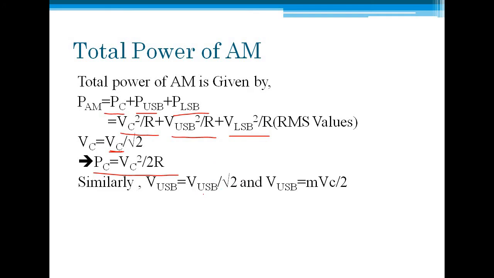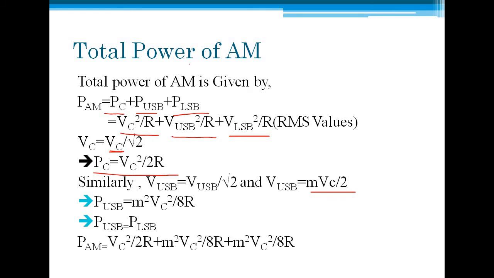But here one thing is very important. The voltage of upper sideband is given by mVc by 2. So here this voltage is Vc by 2 only, and this one is mVc by 2. So by putting this in the formula, my upper sideband power comes out to be m square Vc square by 8R. This 2 square is 4 and root 2 squared is 2. So 4 into 2 comes out to be 8R. And similarly for the lower sideband, because both have the same voltage value. So upper sideband and lower sideband powers come out to be m square Vc square by 8R.